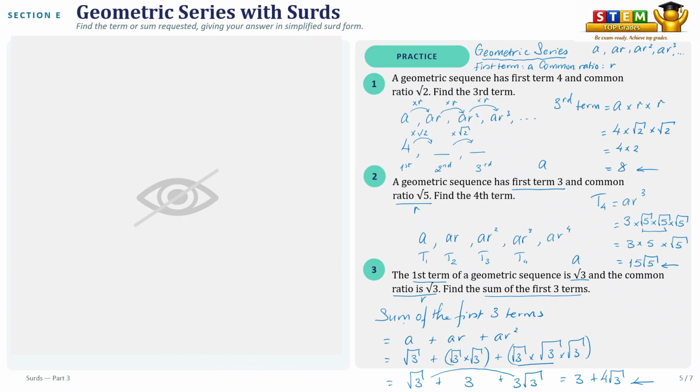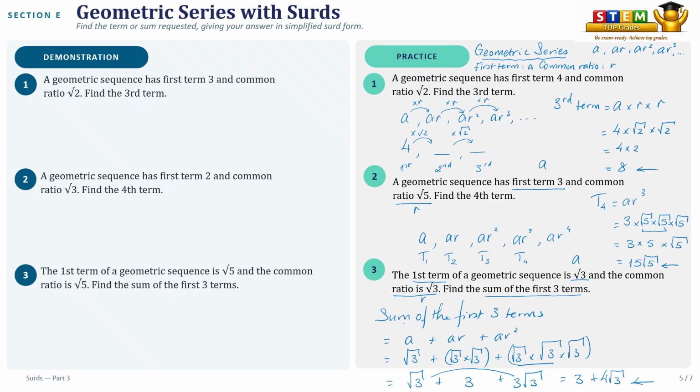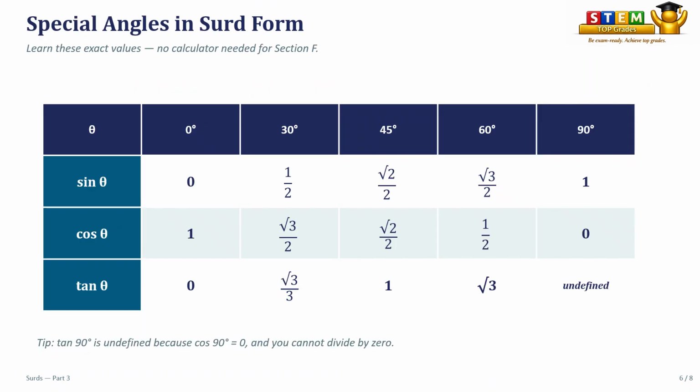I hope you have been able to work out all these questions, question 1 to question 3. And now let's move on to the next part, which is our final section, called the special angles in surd form. Now, you will have to memorize the surd form of some trigonometric values.